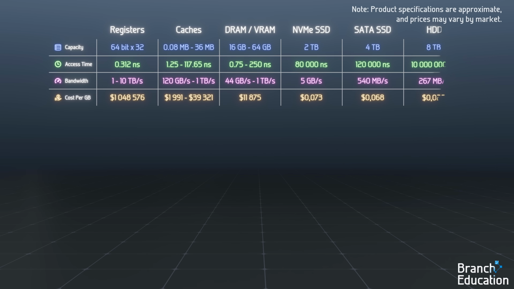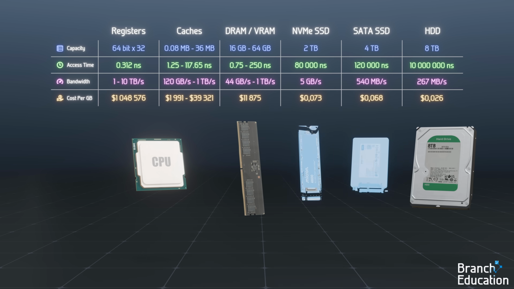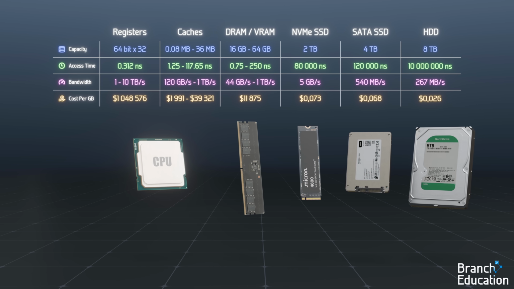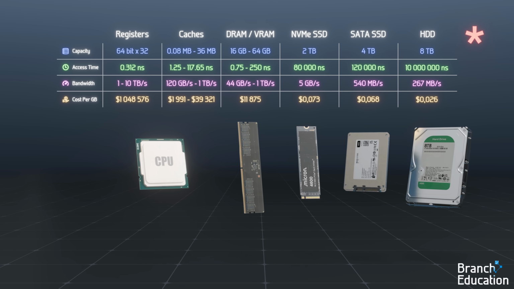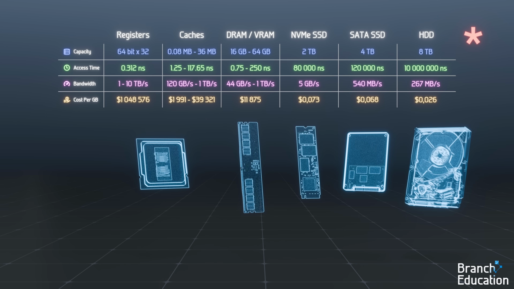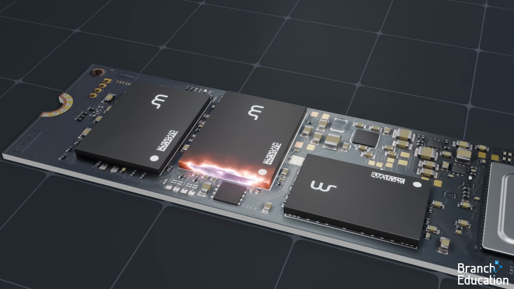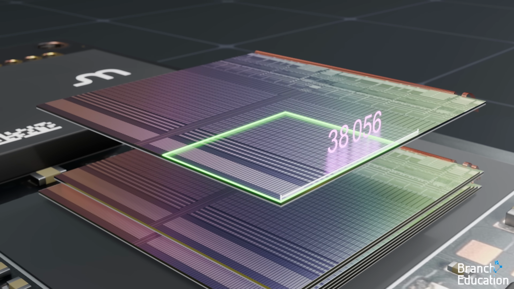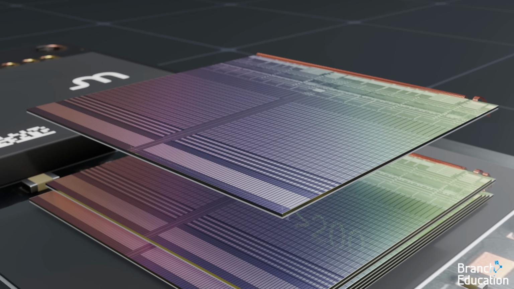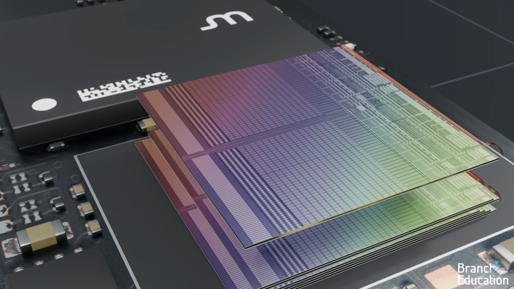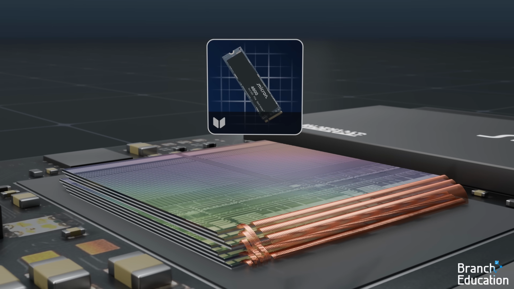Having covered the physical design of registers, caches, DRAM, hard disk drives, and solid-state drives, it's important to note that the sizes and access times we used are approximate, because manufacturers rarely publish all of their internal specs. For example, our SSD model, with roughly 40 by 60,000 by 200 CTF cells per plane and 2 planes per die, is intended to be in the realistic ballpark rather than an exact blueprint.